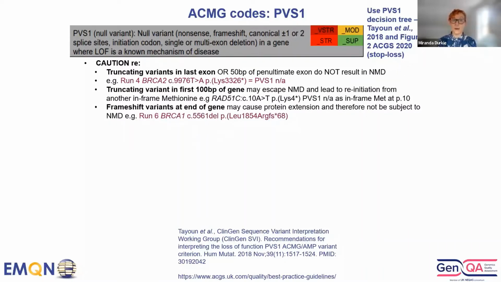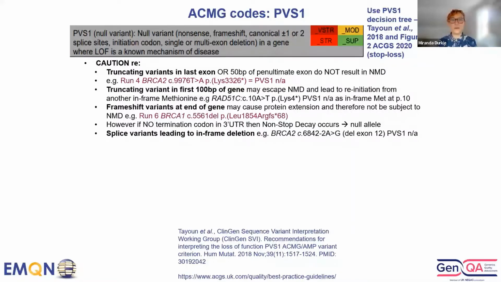Then, as Andrew also mentioned, you can get frameshift variants at the end of the gene that cause a protein extension, which may not be subject to nonsense-mediated decay. So this example that Andrew already mentioned was in run 6 and caused a lot of problems in classification, and as already shown, using the PVS1 decision tree, we would score that as PVS1 moderate. However, you also need to check whether there is a termination codon in the 3' UTR, because if there isn't one, then you get a different mechanism called non-stop decay, and you therefore would get a null allele, and therefore you would apply PVS1 at very strong.